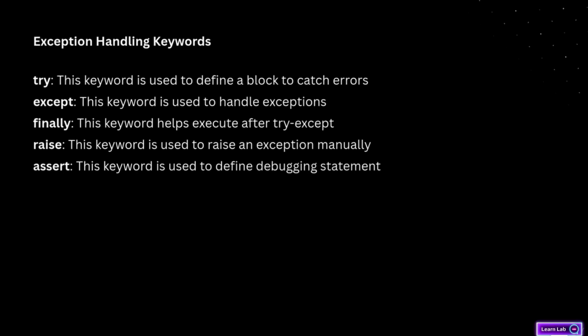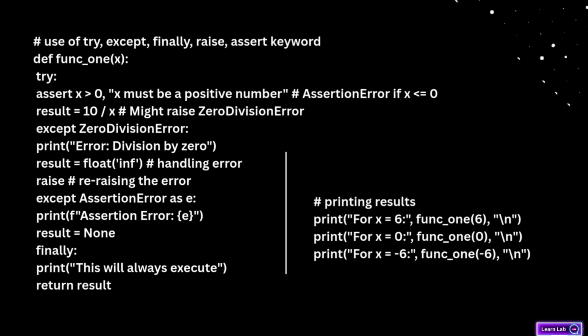Let us see an example showing how to use these keywords. Here we have defined a function. Inside this function, we have used the keywords like try, except, finally, raise and assert to handle the different errors and exceptions that might arise during the execution of the function, and the output is this.